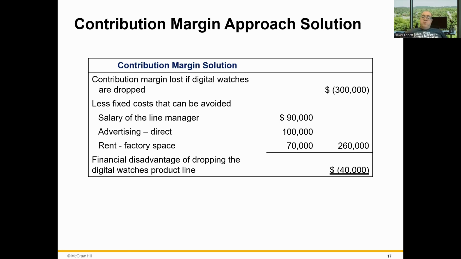So a contribution margin approach reveals that the contribution margin lost, $300,000, exceeds the fixed cost avoided, $260,000, by $40,000. Therefore, Lavelle should retain the digital watch segment because even though that particular segment is losing money, it is contributing to the overall profit of the company.